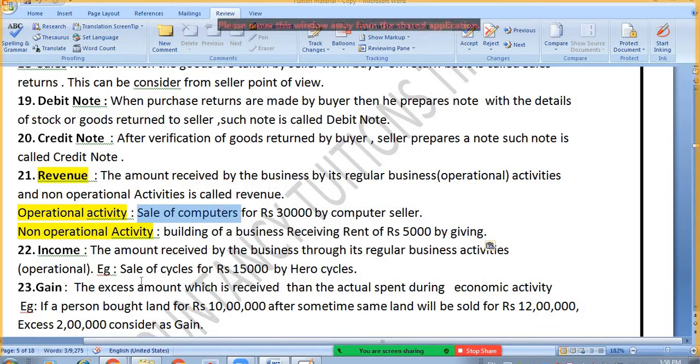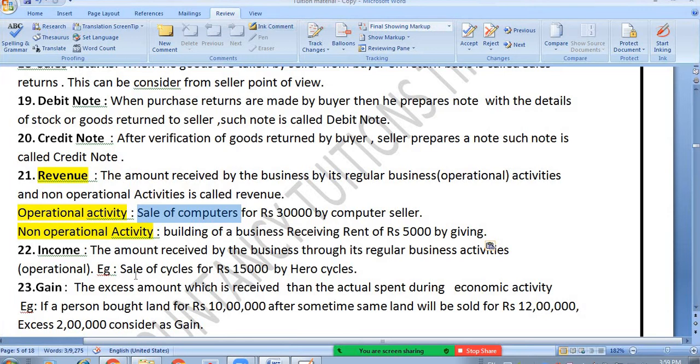But he received it from another point of view. He received the amount because there is another source to his business, that is, giving the building for rent. So whatever amount he received from the tenant in the form of rent is considered a non-operational activity.